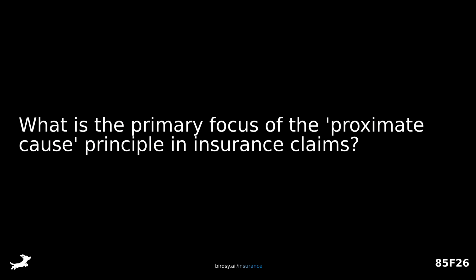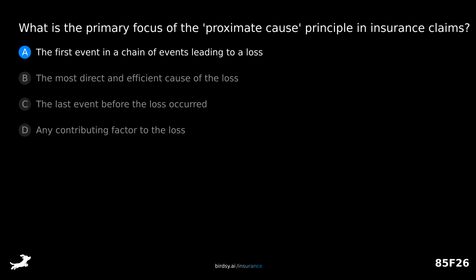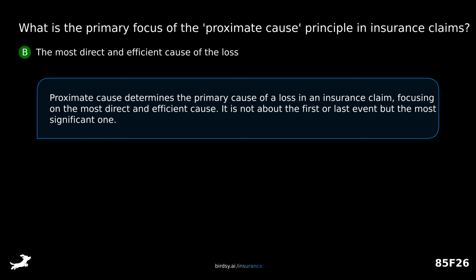What is the primary focus of the proximate cause principle in insurance claims? Is it A, the first event in a chain of events leading to a loss, B, the most direct and efficient cause of the loss, C, the last event before the loss occurred, or D, any contributing factor to the loss? The answer is B. Proximate cause determines the primary cause of a loss in an insurance claim, focusing on the most direct and efficient cause. It is not about the first or last event, but the most significant one.